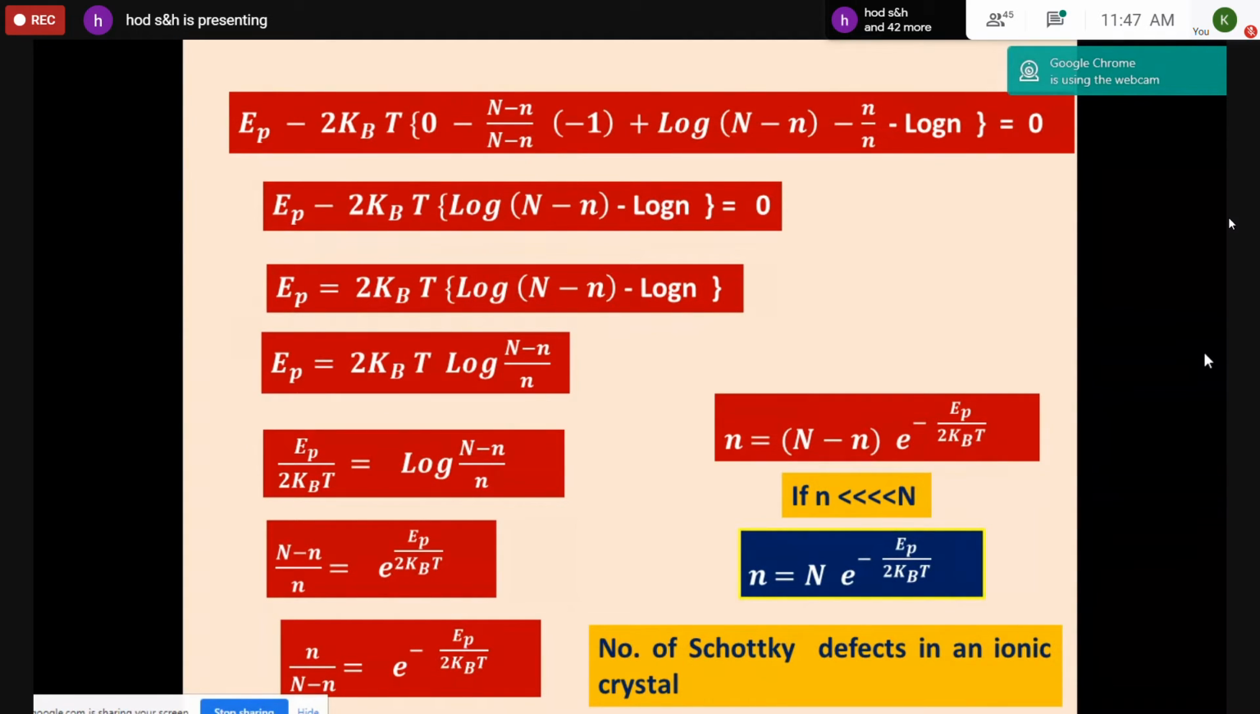The only change you have got is a factor of 2, I think. In the previous case, for Schottky defects in metals, it is Ep by kBT. Here it is minus Ep by 2kBT. Please copy this.